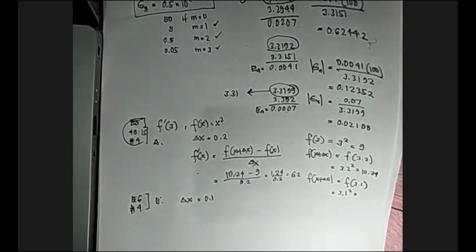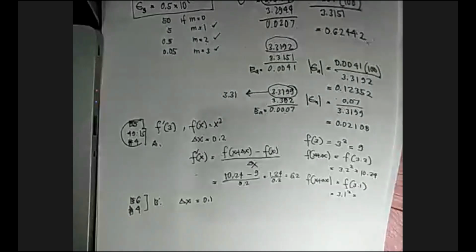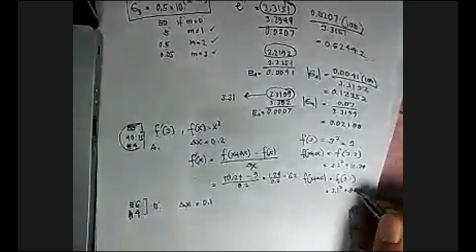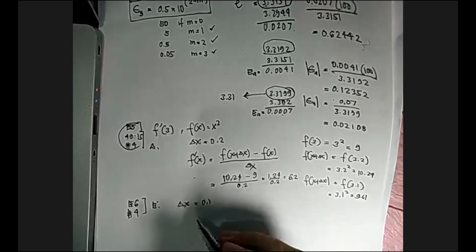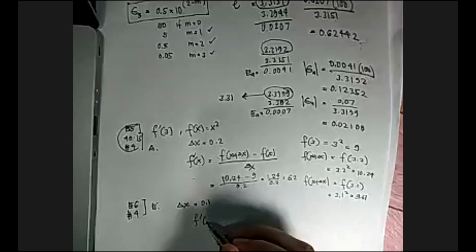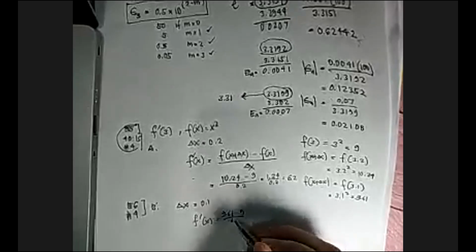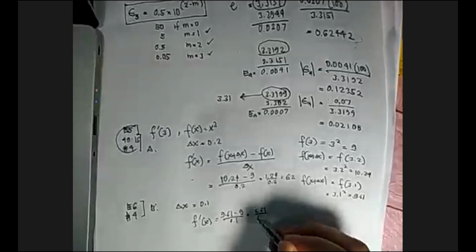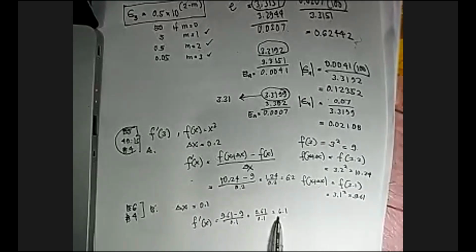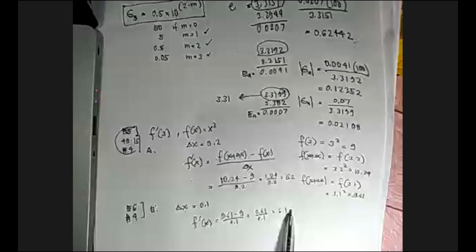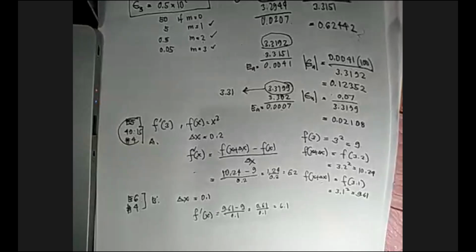Let's compute. Calculator. 3.1 squared is 9.61. So therefore, if you have 9.61, your slope is 9.61 minus 9 over 0.1. How much is this? 0.61 divided by 0.1. This is 6.1. So as shown in our case, 6.1. Therefore, our error is 0.1, no? Our error is 0.1. Okay? That is how we do it.